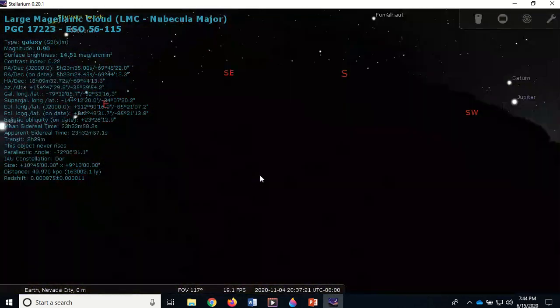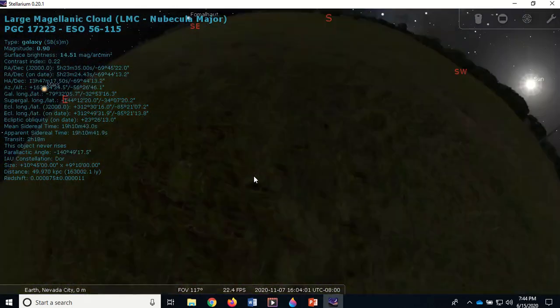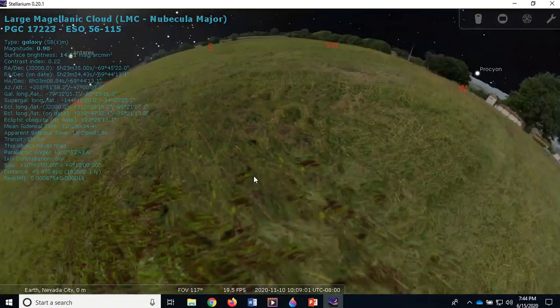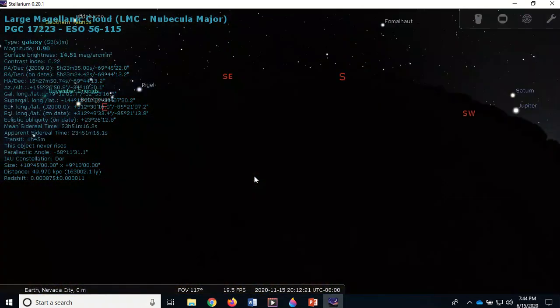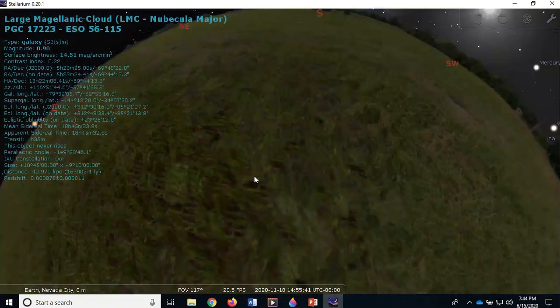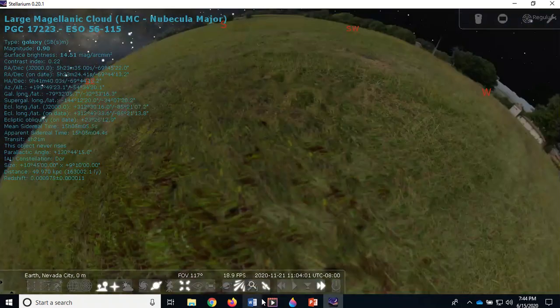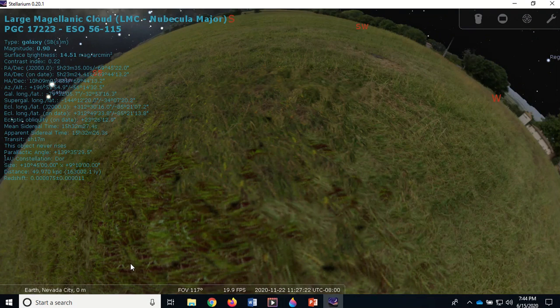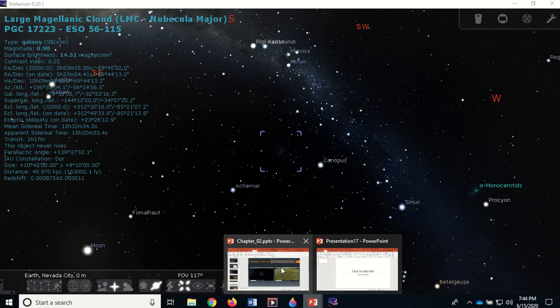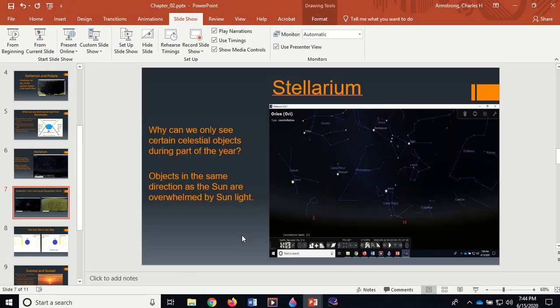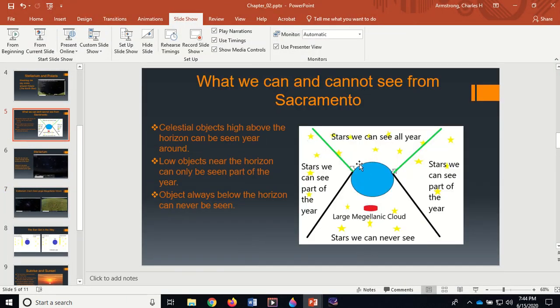You never see it. It's always there. Earth is always in the way when we're in Nevada City or Sacramento. So we will never be able to see that. We have to go down to the southern hemisphere in order to see the Large Magellanic Cloud. But of course in Stellarium we can take away the Earth, and there it is. So going back to this slide here, there it is down there. We're up here. Earth is in the way. The whole year we can never see it.